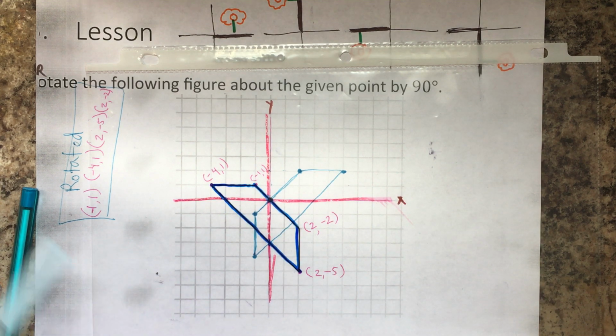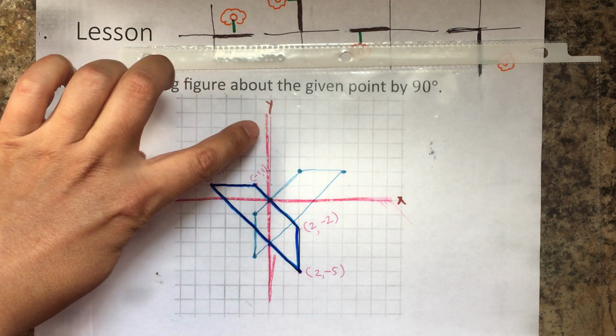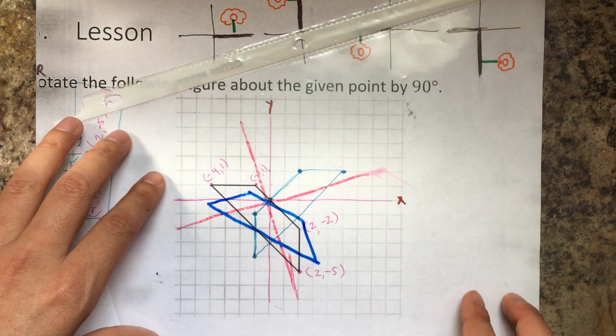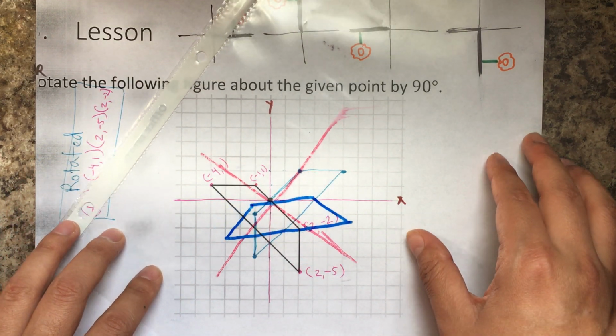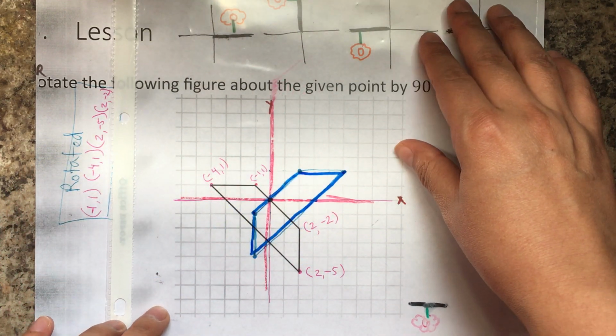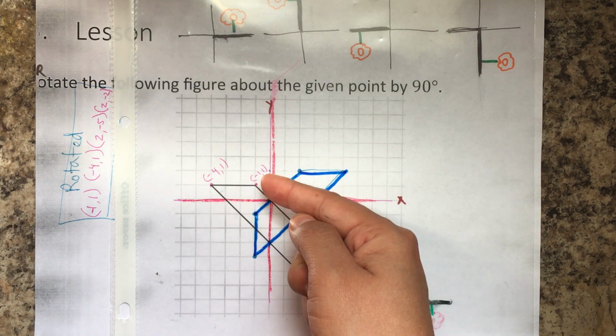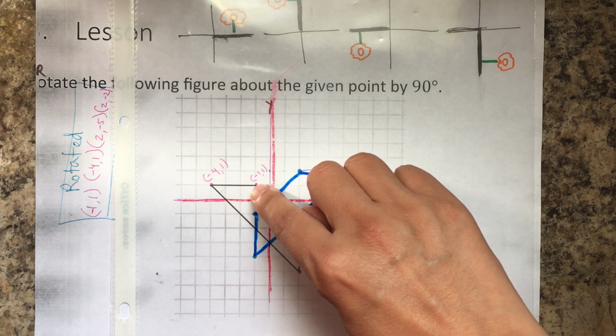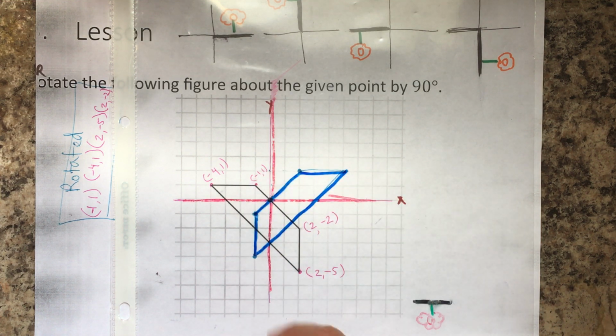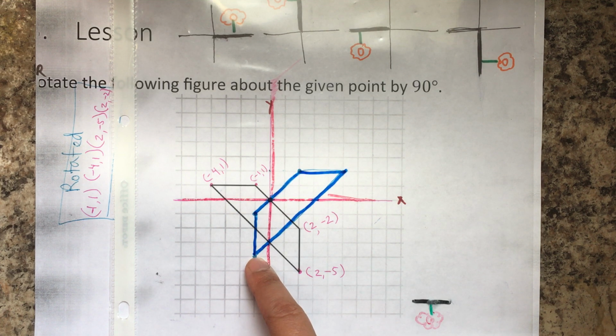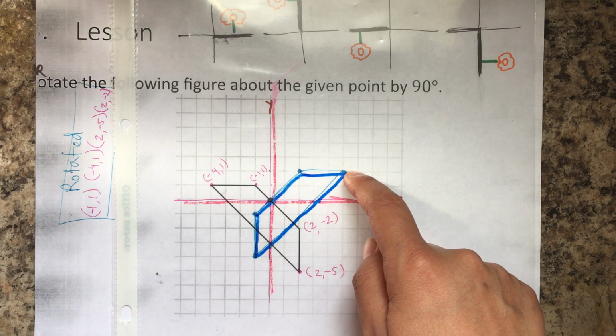And 90 degrees counterclockwise just means 90 degrees, it's right there. See? It matches. Every point moved by 90 degrees. You can see even the corner in here. Okay? And then this point becomes this one. This point becomes that one.